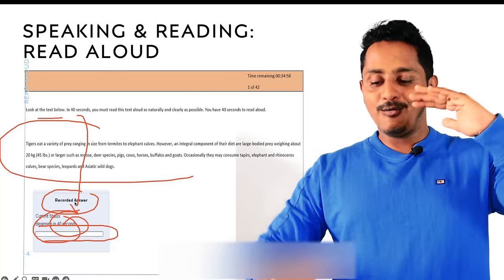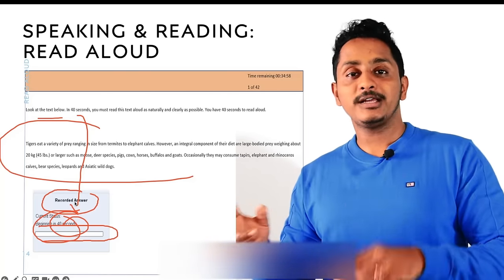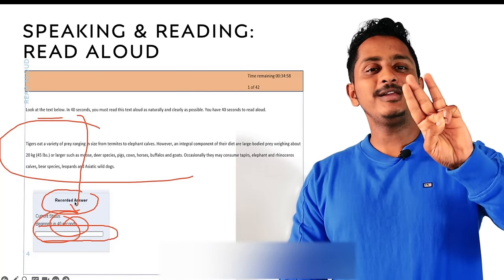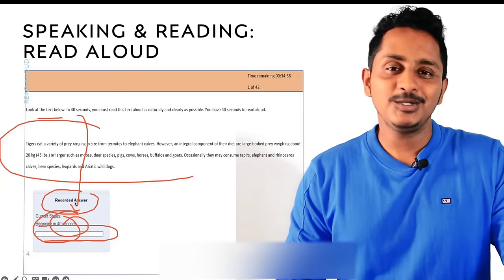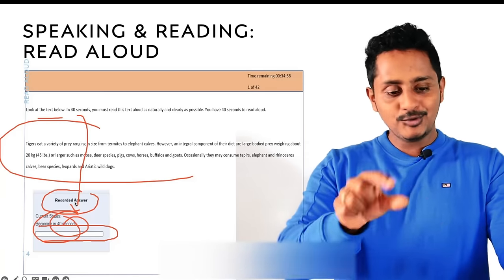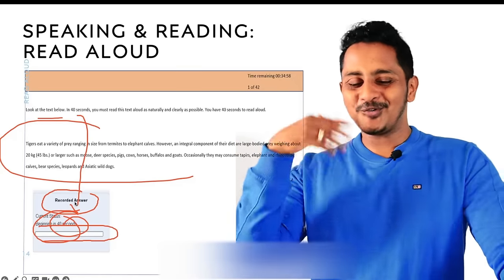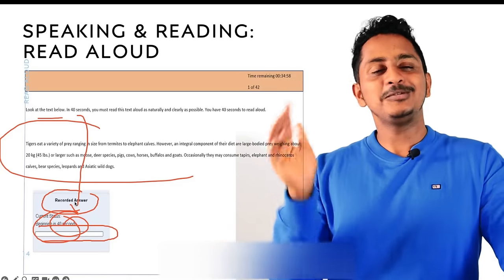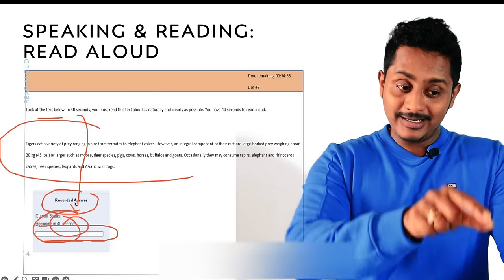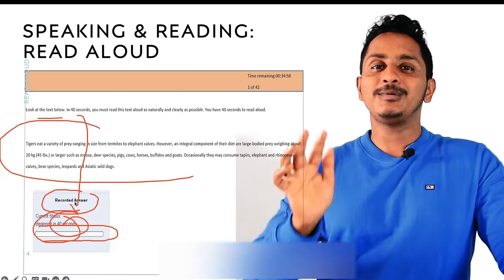Let's say you started 40 seconds from now. After 40 seconds, the mic will be on. And once the mic is on, it will wait 3 seconds for you to speak. Let's say you do not speak for the first 3 seconds. At the 4th second, the microphone will turn off. It will show a message that the microphone turned off. A lot of people don't even see that. They'll be simply speaking. Nothing will be recorded.